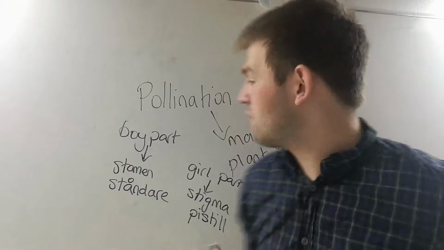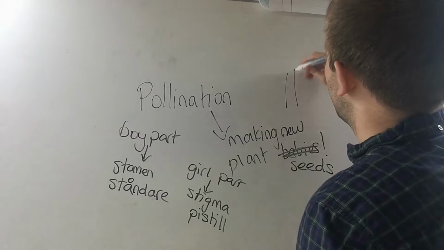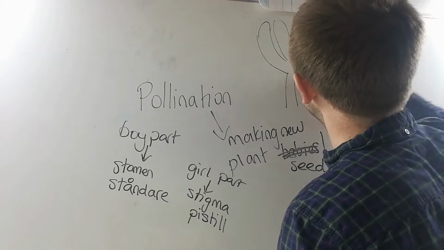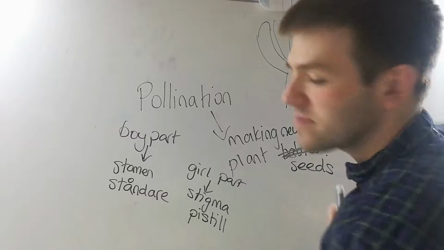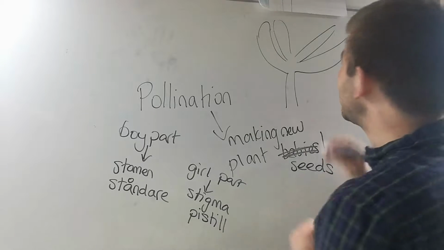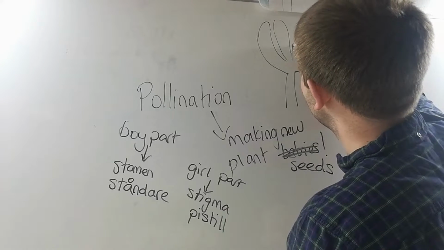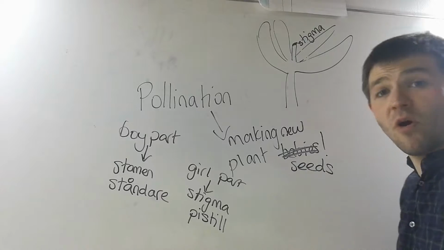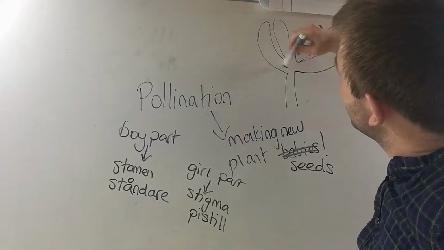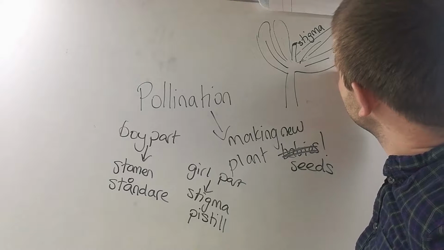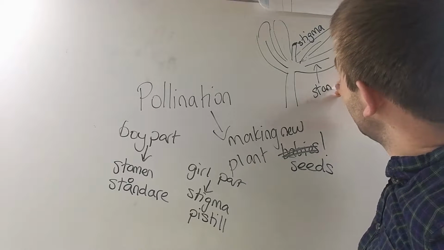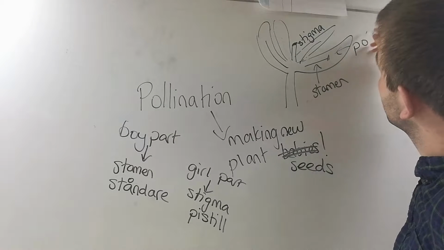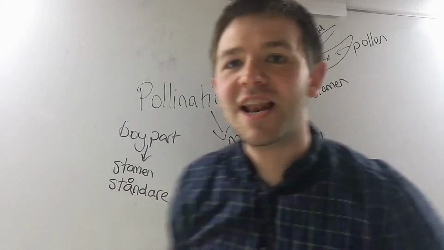If I draw a flower up here, and the inside of a flower, this is not a beautiful flower, but you know, somebody else can do it, I'm sure. You usually find that your stigma is going to be here in the middle, a place for all of the pollen to actually fall on. And you have the boy parts around the outside here, which are called the stamen, and the pollen is on the end like so.